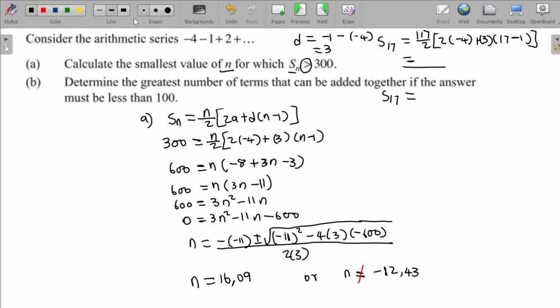I'm getting an answer of 340. Now, is this answer greater than this? Yes, it is greater than that. Then you make a conclusion from this and say, therefore, the value of n that we're looking for that's going to be greater than this is going to be what? It's going to be 17. I hope we're in a very good understanding.